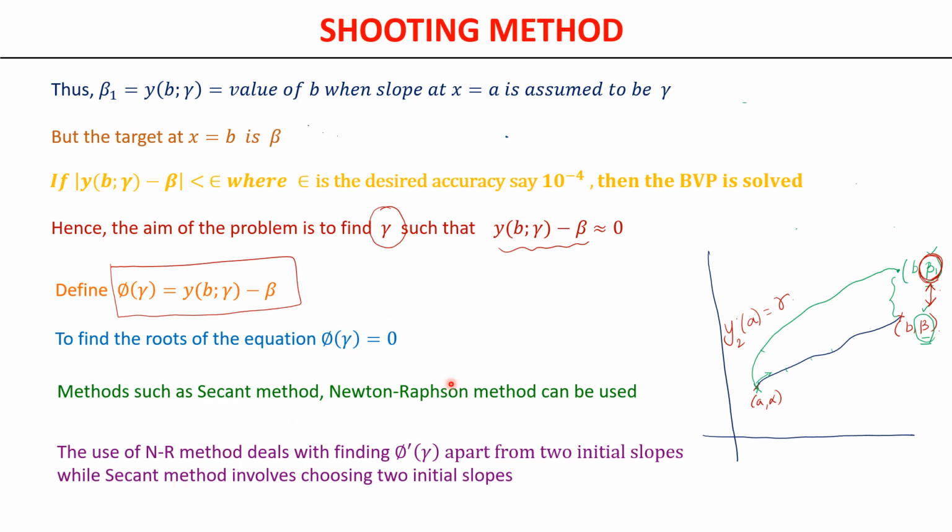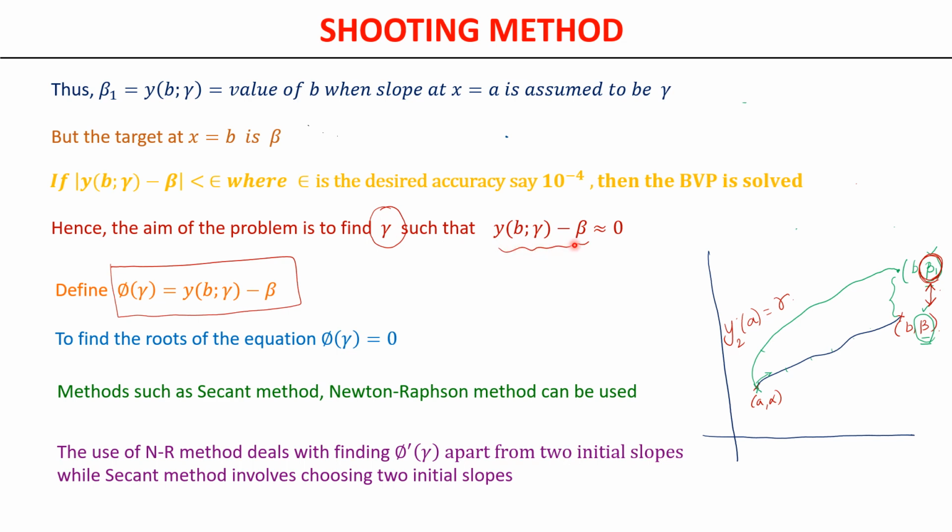So this slide is now giving us the exact meaning of the aim of solving a 2-point boundary value problem using the shooting method. Our aim here is to properly choose the slope at the point A and shoot it in such a manner that we arrive at beta, or very close to beta, where the gap is within the permissible limit. So the entire BVP problem is now restricted to finding gamma.